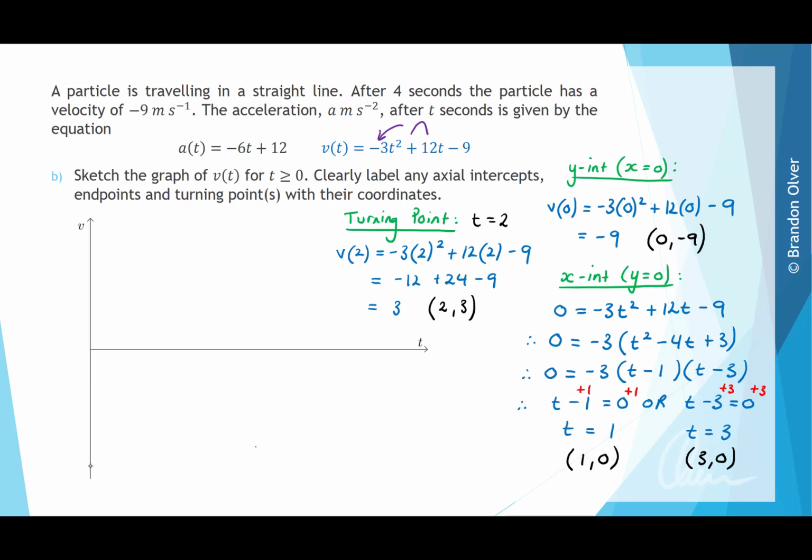So we know we have a v-intercept of -9, and then a parabola that has this shape. We can now label the key features: 0, -9. One of the t-intercepts is going to be 1, 0. The other t-intercept is going to be 3, 0. And the turning point is going to be at 2, 3. The last thing we're going to do is make sure we've got some scales on our axes. So this is going to be t equals 2, this will be v equals 3, this will be v equals -9, and this is at 0. So that is the finished graph for part B.